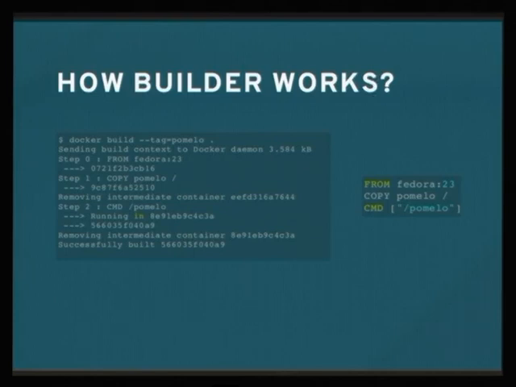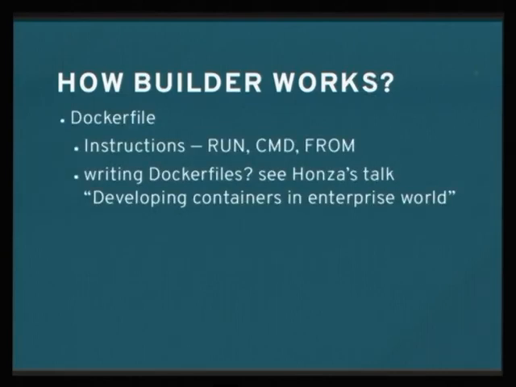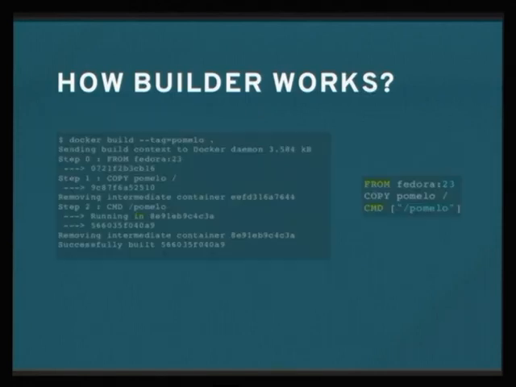So then you can see that it will take the image from the previous step, which is Fedora 23. It will create a container from it. It will apply the change. The change in this case is that it will copy the file. Sorry about that. I have two big fingers. Okay, so it will copy the file Pomelo to the root folder. Then it will commit the container, which means that it will create an image from the container. It will save it to cache, and that's pretty much it.